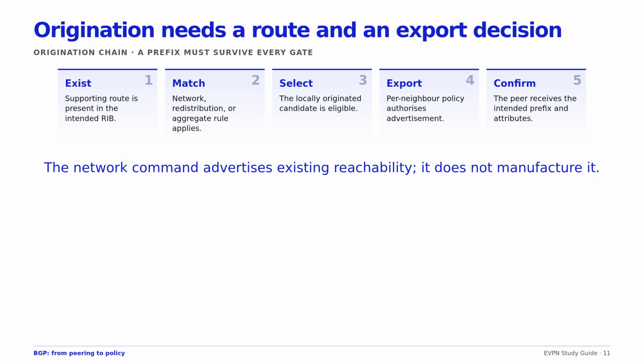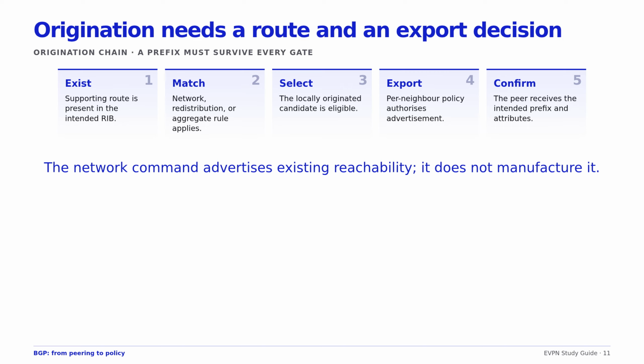A BGP speaker originates reachability only through an explicit mechanism. A common network statement matches a prefix already present in the local routing table. It does not create reachability by itself. Redistribution can inject routes from another source, but it must be bounded because it can import far more state than intended. Aggregation can advertise a less specific prefix, provided the design preserves correct reachability and withdrawal behavior.